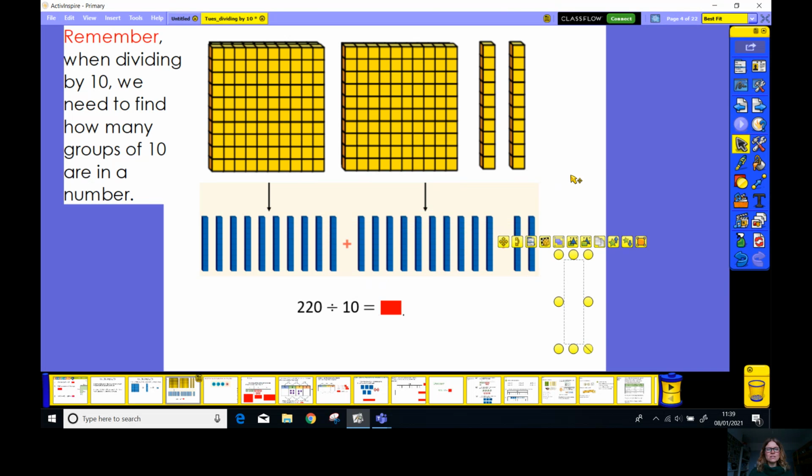Okay, so here are the Dienes all separated. So within this 100, I have 10 groups of 10, and within this 100 I have 10 groups of 10, and here in these 2 tens I obviously have 2 tens. So if we add these together, we have 10 add 10, which equals 20, plus 2 more would equal 22. So if I was to write this as a calculation, it would look like this: 220 divided by 10 equals 22.